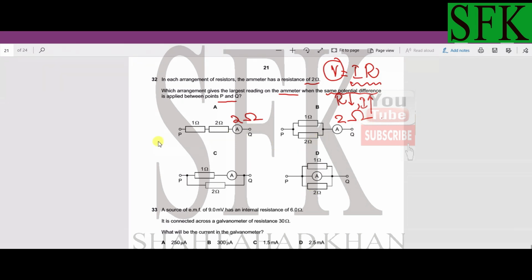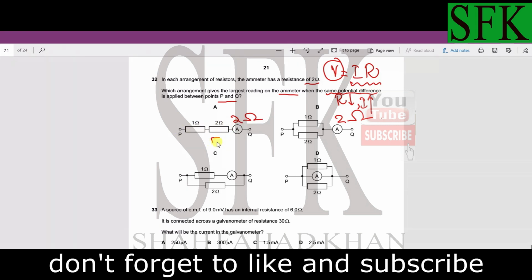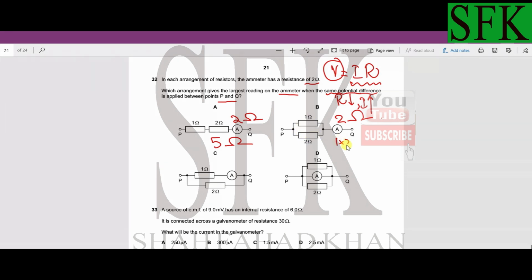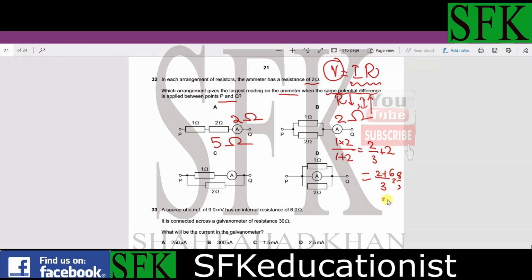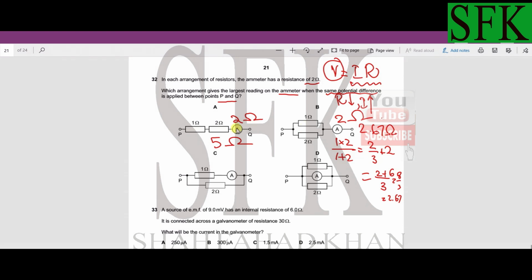If we calculate the resistances, these are in series, so just add them up to get the total resistance. It's 5 ohms over here. What about this? Two of them are in parallel, one is in series. Let's calculate it quickly. For the total resistance of these two, it's 1 times 2 upon 1 plus 2, product upon sum for two parallel resistors, and it turns out to be 2 upon 3. Now this 2 upon 3 is in series with the ammeter, so add it to 2 and you'll get 8 upon 3, which is 2.67 ohms. It has less resistance as compared to the first one.